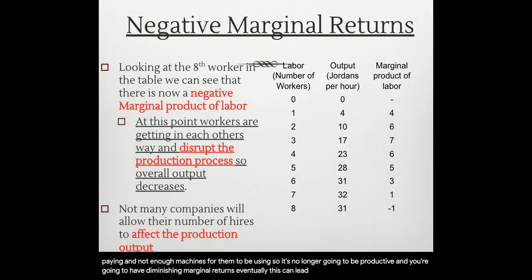Eventually, this can lead to a negative marginal product of labor. At this point, workers are getting in each other's way and they're disrupting the production process, so overall output actually decreases. Most companies will be able to assess how many workers they need, and they will not allow their number of hires to affect the output of production like this.